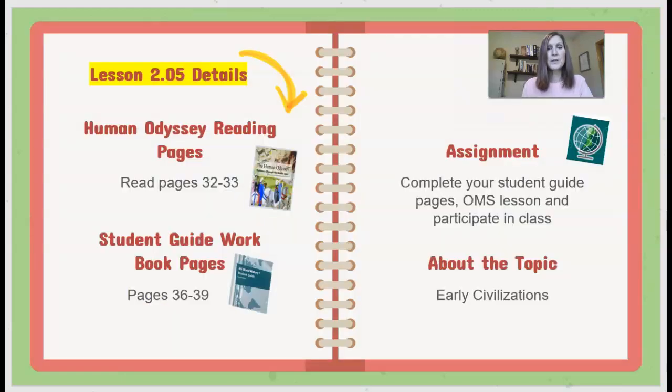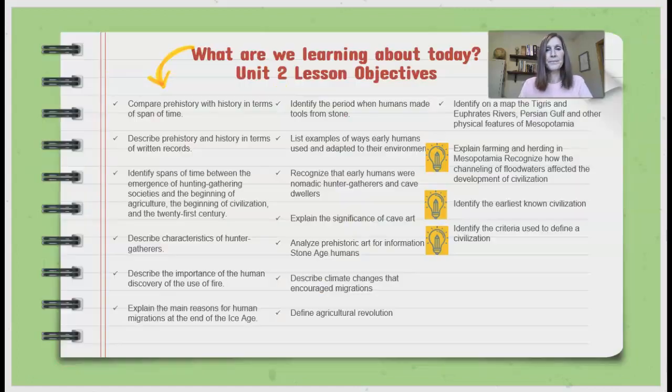So today our 2.05 details: Human Odyssey reading, pages 32 to 33, just a quick read for today. Some of the information will overlap from the previous lesson. Student Guide Workbook pages 36 to 39. Your assignment is to complete your Student Guide pages, your OMS lesson, and to participate in our live class session. And then about the topic, Early Civilizations.